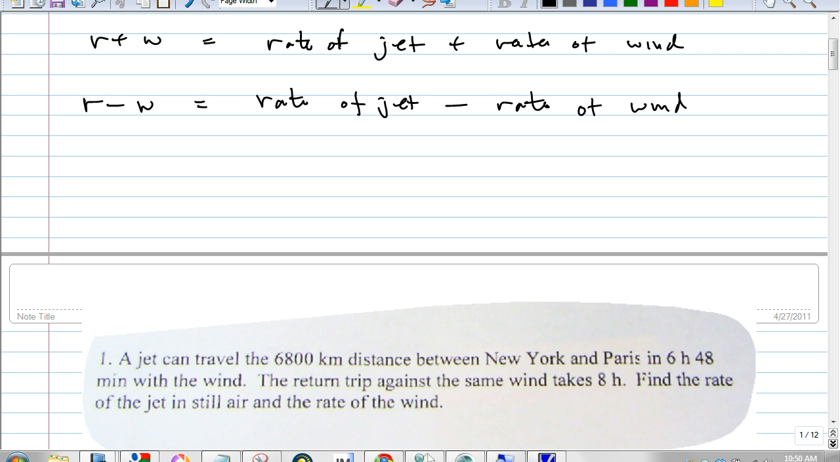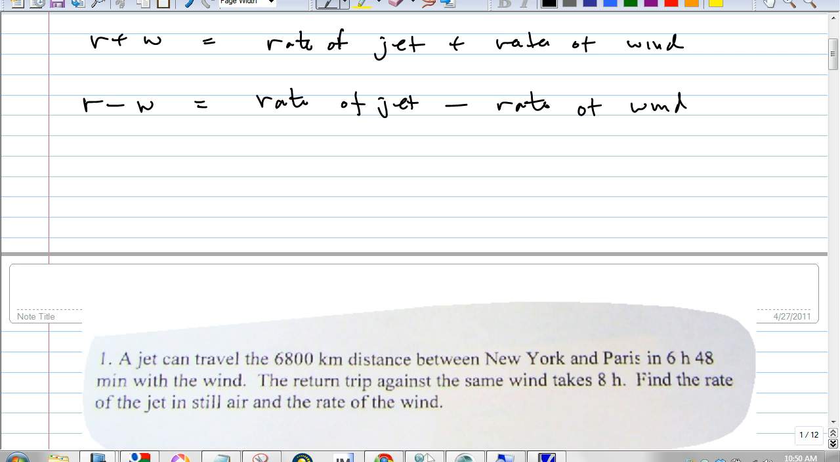Okay, so basically, what's going on? Can somebody explain this situation? Tina? So a jet is traveling a 6,800 kilometer distance from New York to Paris in 6 hours and 48 minutes. But then when they're coming back, the wind is against them. So when they're going the opposite direction of the wind, it took them longer, 8 hours. That's right. It takes longer. Why does it take longer? To go from New York to Paris it's only 6 hours and 48 minutes. Why does it take longer to come back? Yeah, Kevin?